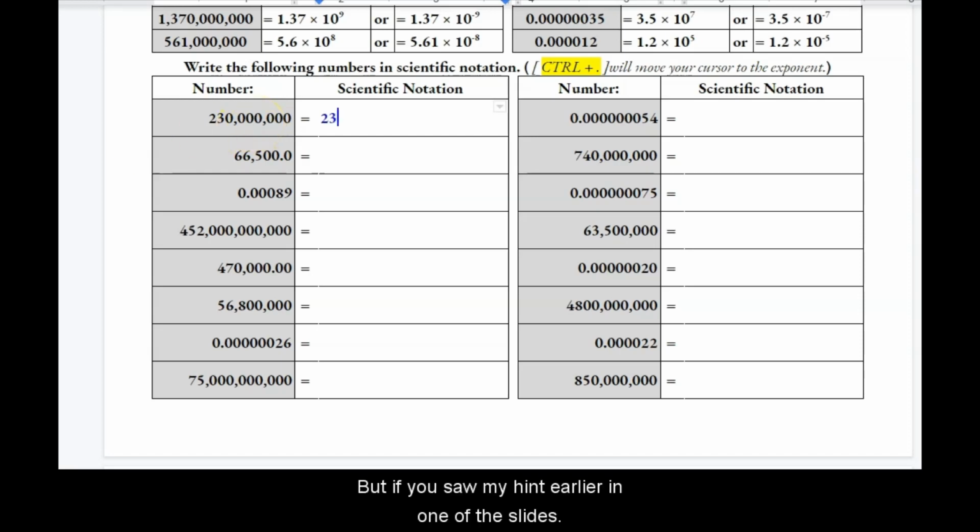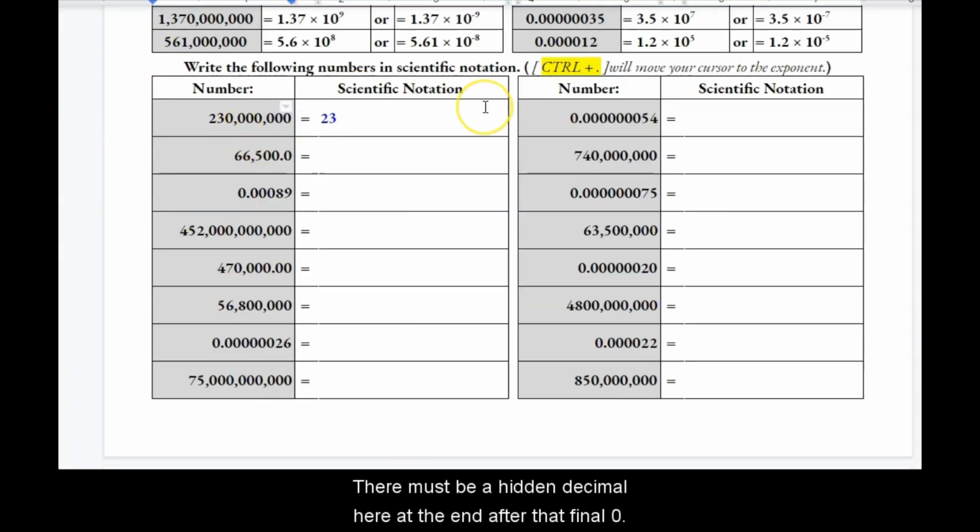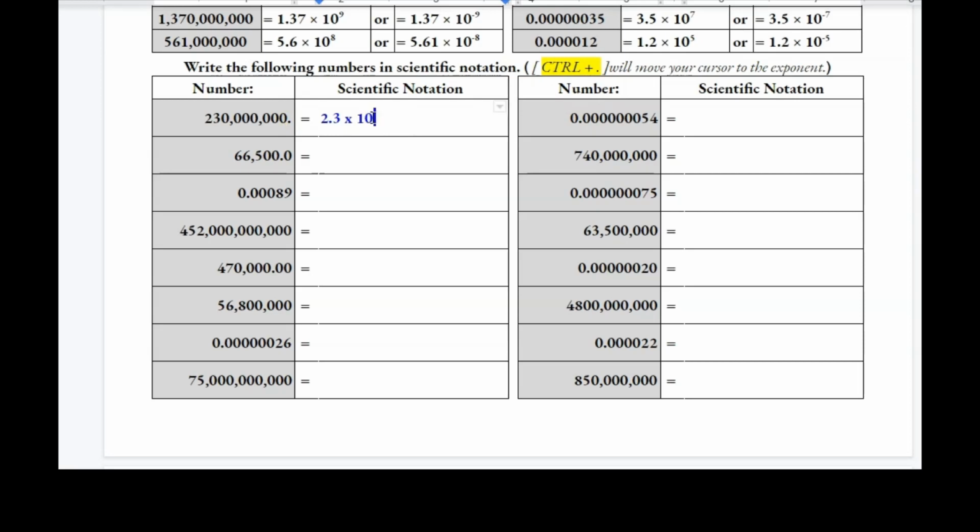But if you saw my hint earlier in one of the slides, if you don't see a decimal, then it's a regular whole number, and there is a hidden decimal at the end. And so let's take a look. There must be a hidden decimal here at the end after that final 0. How many times do you have to move that decimal point until it leaves us with one single digit to the left of that decimal? So we know that this is going to end up being 2.3 times 10 to the what?